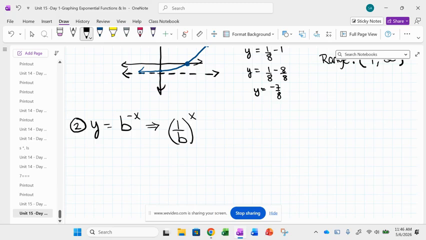The inverse of this is also true. So let's say I have y equals 1 over b, raised to the negative x power. That's the same as saying b to the x power.